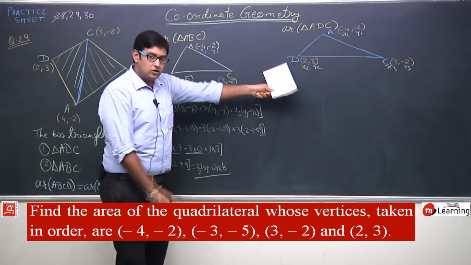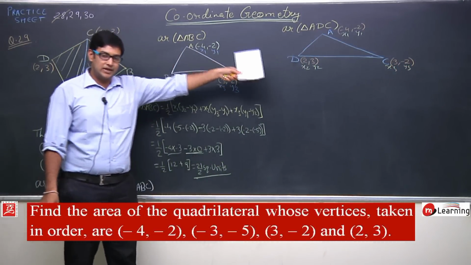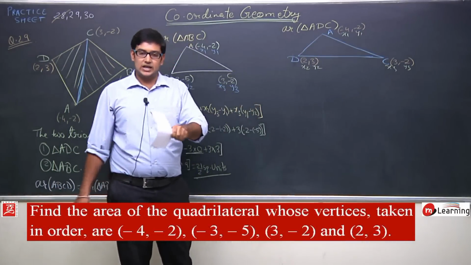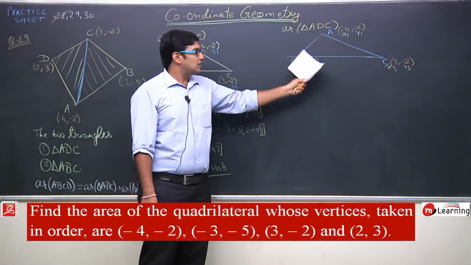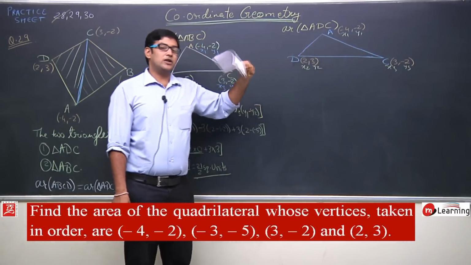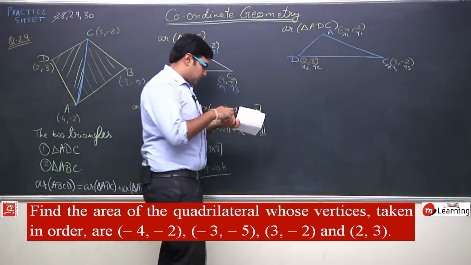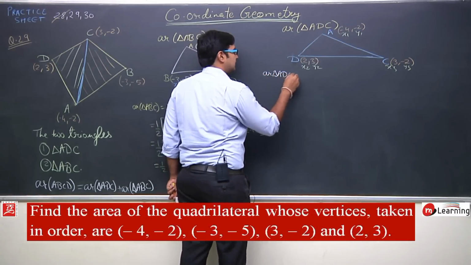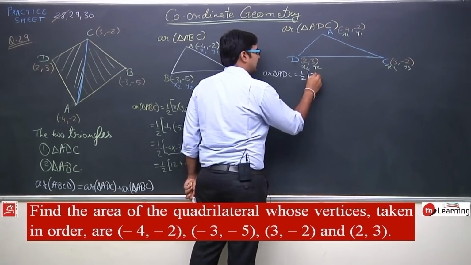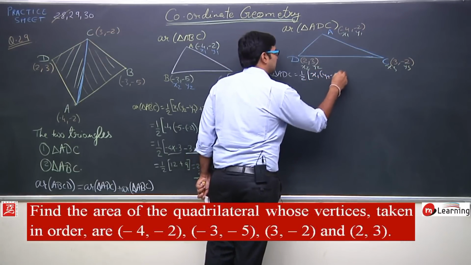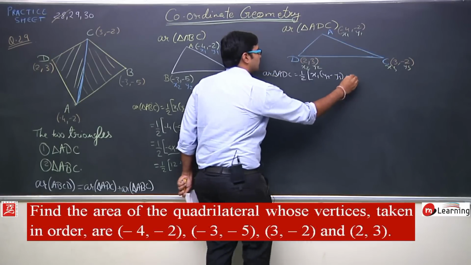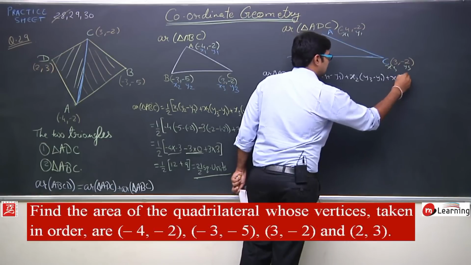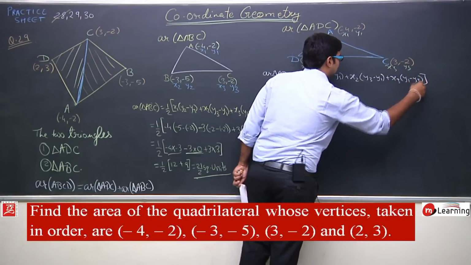Now here also you need to write the formula for the area. If you do not write the formula, there might be a mistake in the calculation. So please be very careful while applying the formula for calculating the area of a triangle. So area of triangle ADC is equal to half of, in brackets, x1 (y2 minus y3) plus x2 (y3 minus y1) plus x3 (y1 minus y2), bracket close.